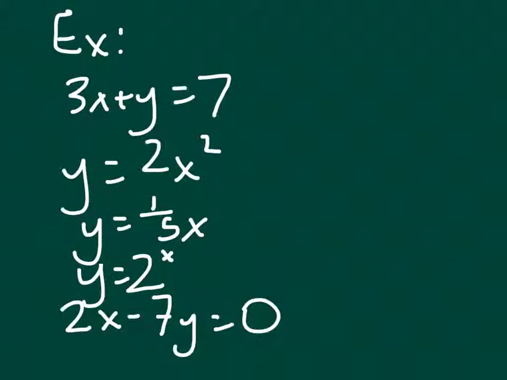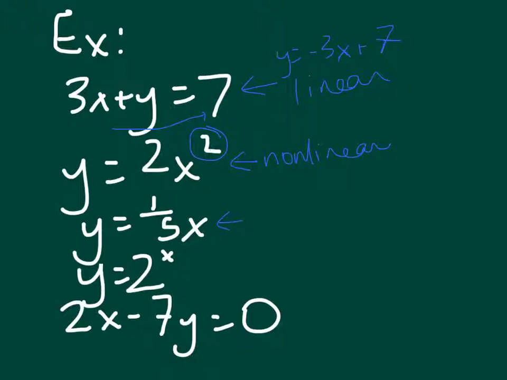All right, so let's look at some functions and decide if they are linear or nonlinear. So the first one, can I write that in the form of y equals mx plus b? Sure, I can move this 3x over here and have y equals negative 3x plus 7. And so I know that this is linear. Okay, y equals 2x squared. It's kind of in slope-intercept form, but I have x squared, so this one right here is nonlinear. Okay, y equals 1/5 x. Sure, right? Slope-intercept form, this is linear.